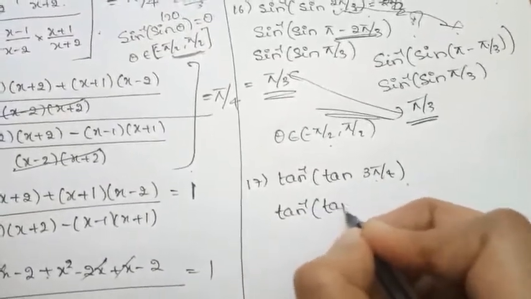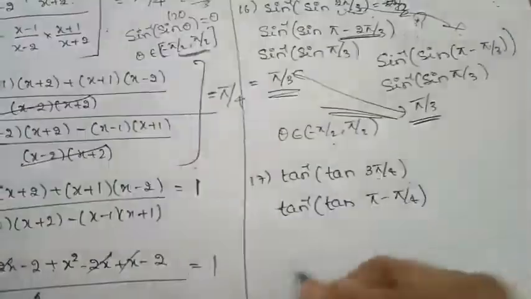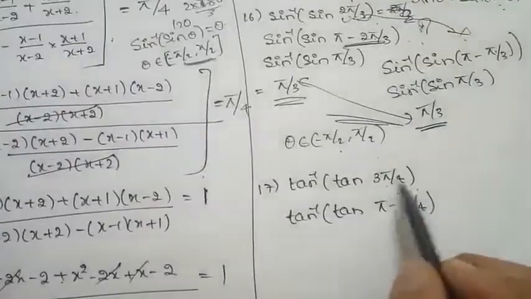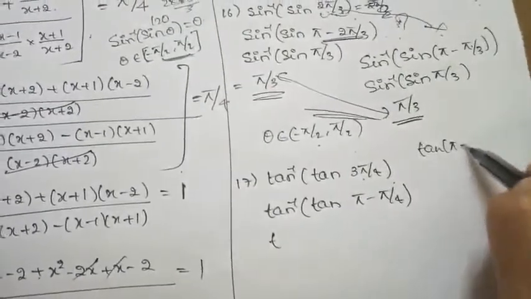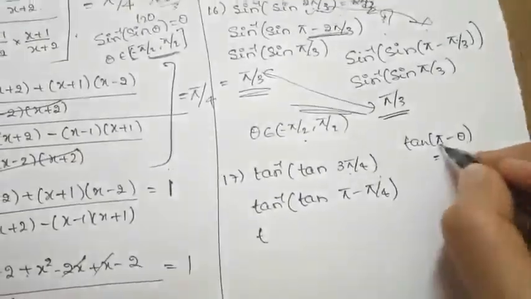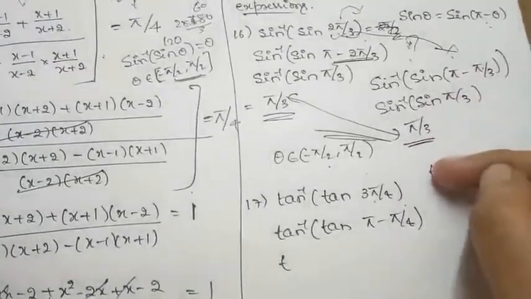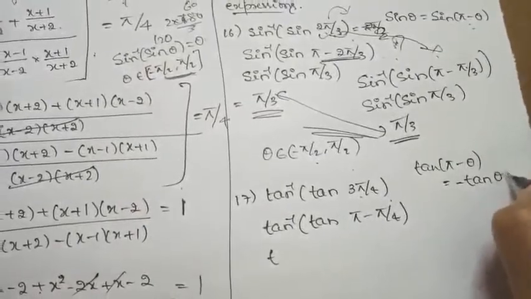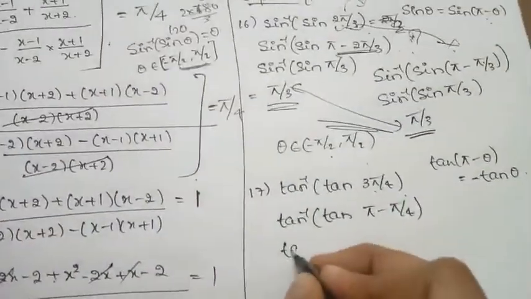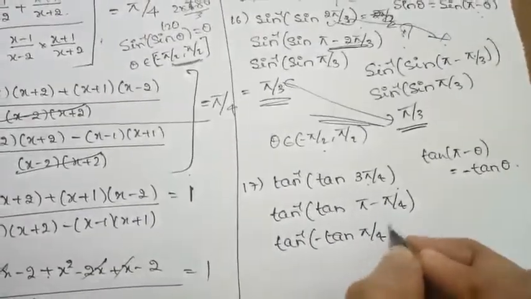So I can write tan 3 pi by 4 as tan of pi minus pi by 4, right? Pi minus pi by 4 is 3 pi by 4. So what is tan of pi minus theta? Pi minus theta comes in the second quadrant, and in the second quadrant tan is negative. So tan of pi minus theta is minus tan theta. So what happens? Tan inverse of minus tan pi by 4.